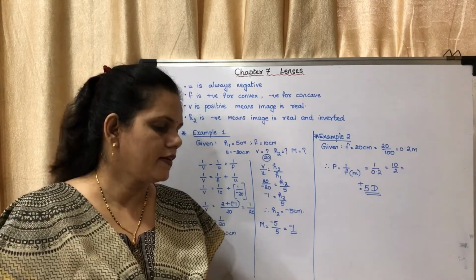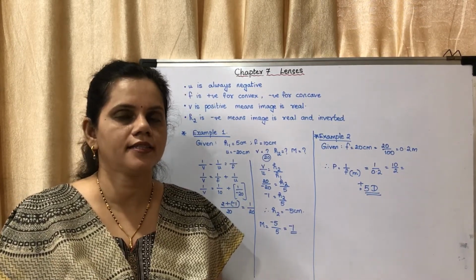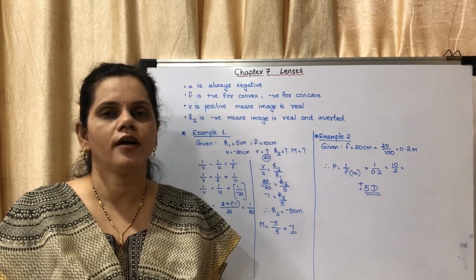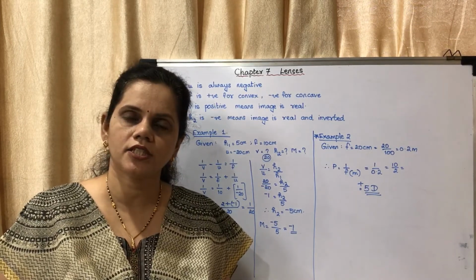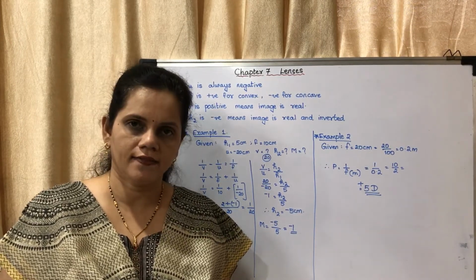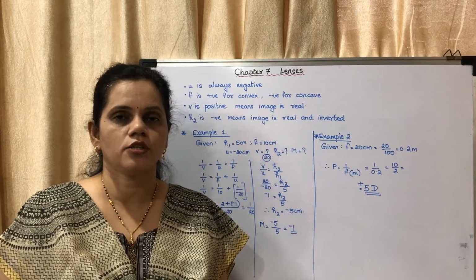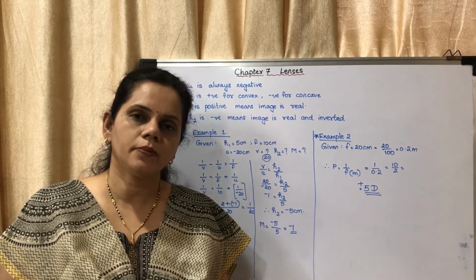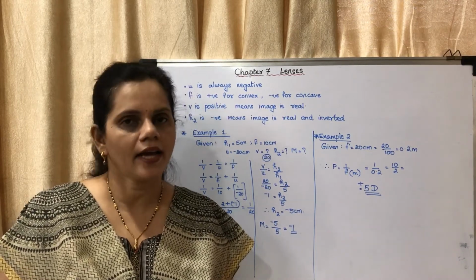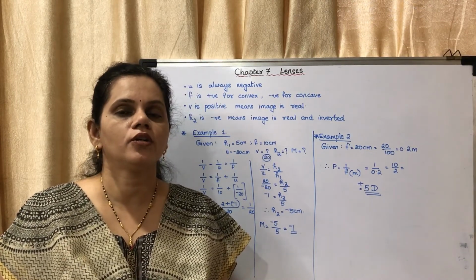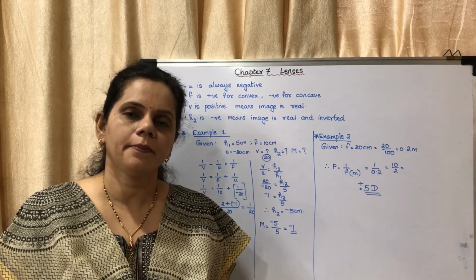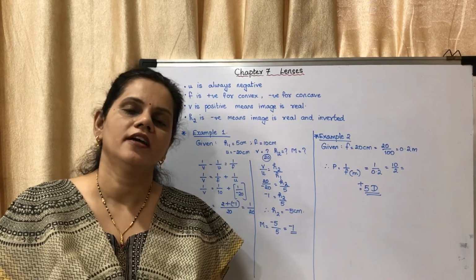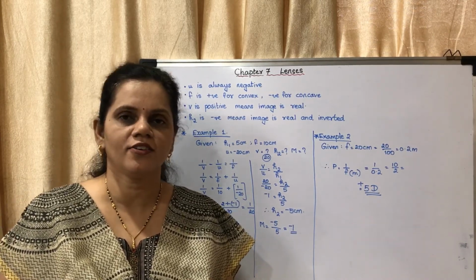Now we have numericals in our exercise also, that we will do afterwards. Today you have to learn the sign conventions of convex lens and concave lens and the equations. What are the equations we studied today? 1 upon v minus 1 upon u is equal to 1 upon f. P is equal to 1 upon f and P is equal to P1 plus P2. Go through the textbook. If you have any doubt, you may ask. Thank you.